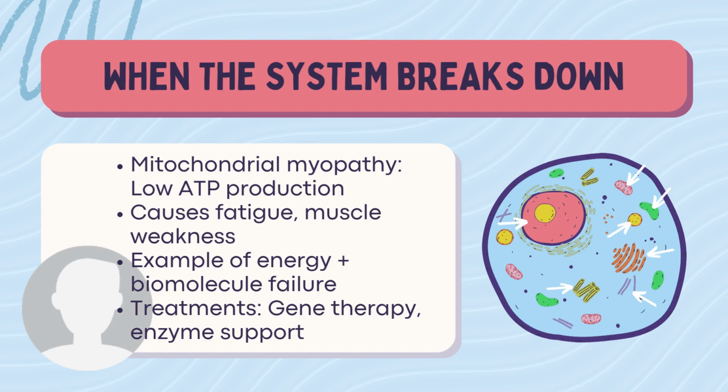Doctors and researchers are exploring treatments like gene therapy and enzyme replacement to help these patients, and they can do that because they understand how energy and biomolecules work in the cell. Another example is how cancer treatments often target rapidly dividing cells. These cells need a lot of energy, so some treatments block their ability to make ATP, slowing or stopping their growth. These examples show that understanding how cells use energy and molecules isn't just for biology class, it can save lives.